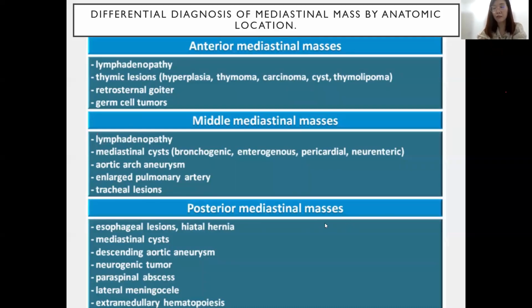Then posterior mediastinal masses are quite common. Even a thoracic descending aortic aneurysm is a posterior mediastinal mass. Otherwise there are cysts, paraspinal abscess, and neurogenic tumor, which are the two most common differentials for a posterior mediastinal mass. All right, lateral meningocele can sometimes happen. And then extramedullary hematopoiesis in a thalassaemic patient, which you will detect as a posterior mediastinal mass.